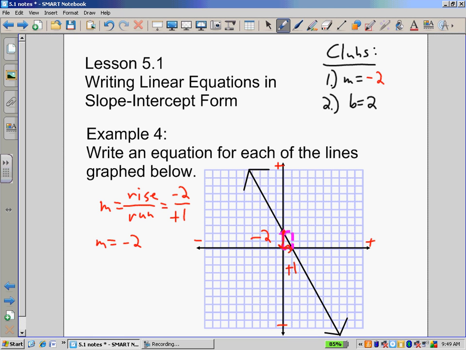So I have my other major clue, and I'm ready to plug it in. Y equals mx plus b, that's my slope-intercept form. Y in this case equals -2x plus 2. And that's it.